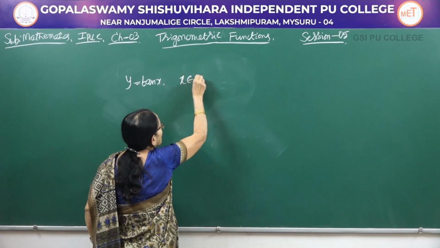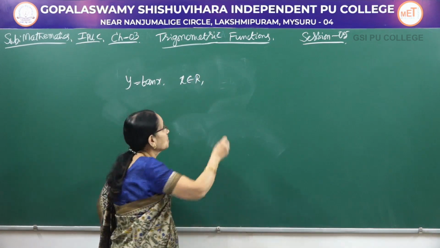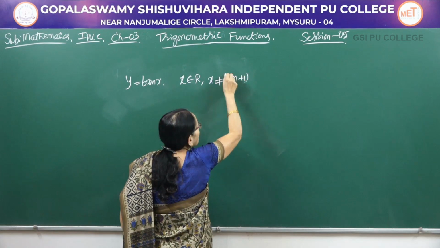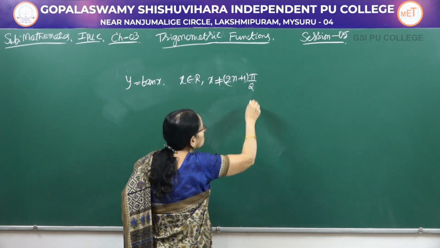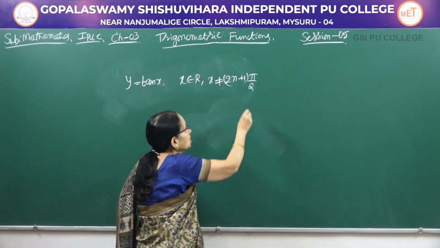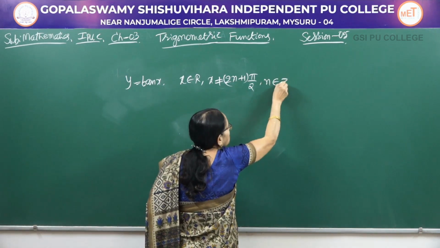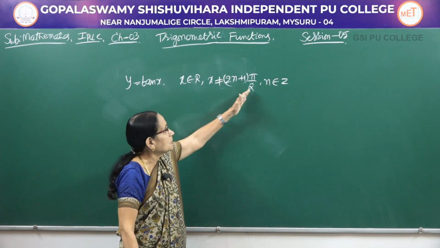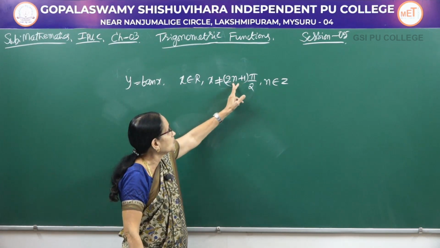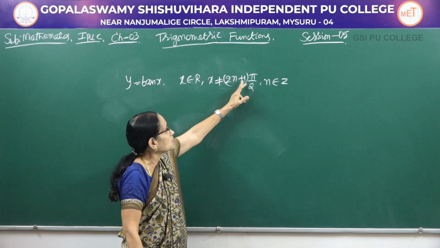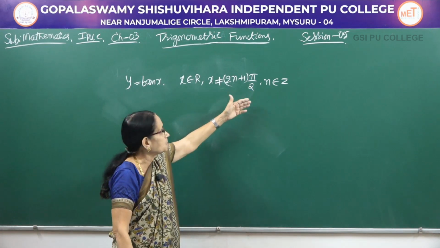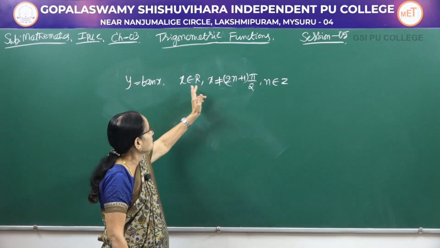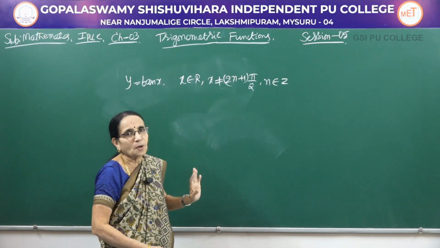Therefore, you can write here x belongs to R, that is the domain, but x is not equal to 2n plus 1 into pi by 2, where n is an integer. So this becomes the domain of that function. That means it is an odd multiple of pi by 2. If you give n equal to 0, it is 1 pi by 2, n equal to 1, 3 pi by 2, what I told just now. Where n is an integer, negative or positive side. So you can give any value but for these values.